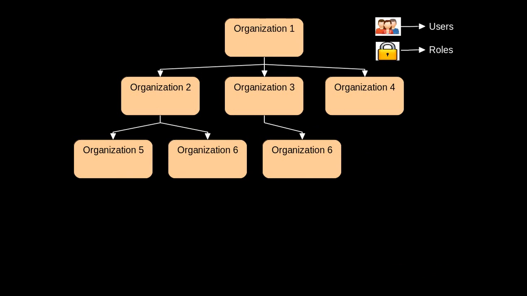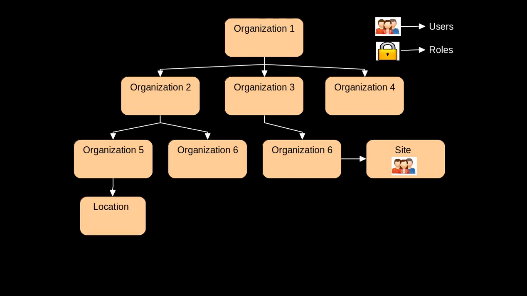Organizations are a hierarchical collection of users. Sites can be attached to organizations. There is also a special type of organization called a location, which can't have any suborganizations. They are leaf nodes. Locations can have geographic data related to them, like country and region.